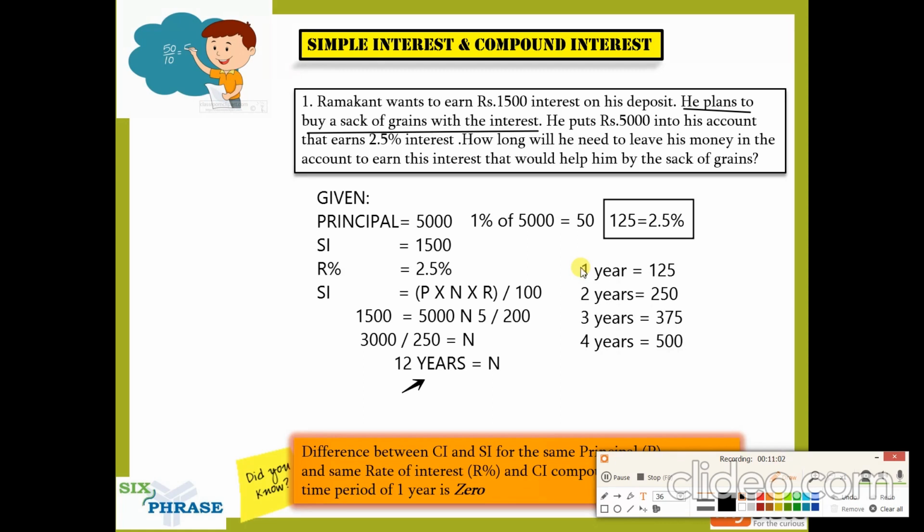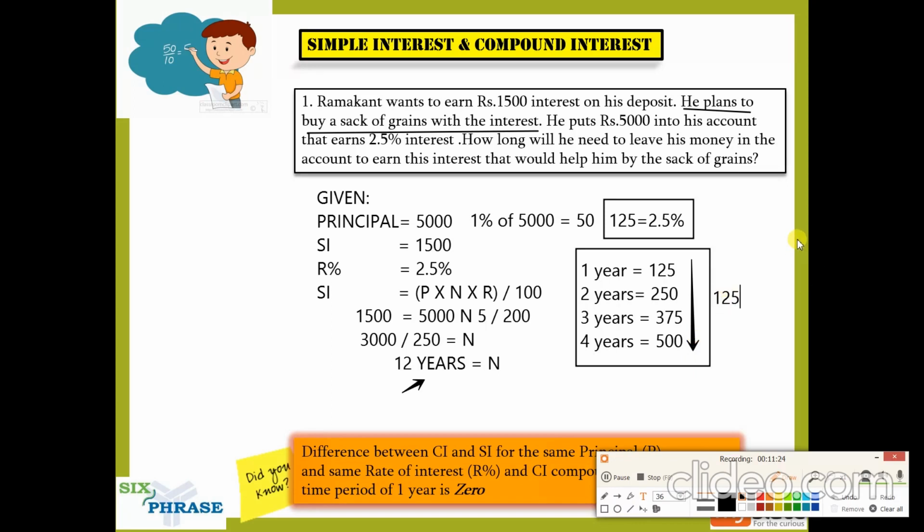So why do I use this pattern, guys? What is so striking about this pattern? Yes, it is simple interest. So you can see each year the interest is the same. Every year the interest is nothing but 125. Each year the interest becomes the same.